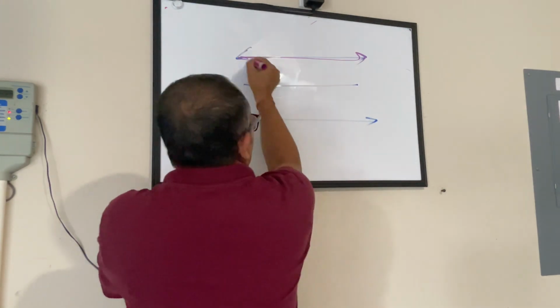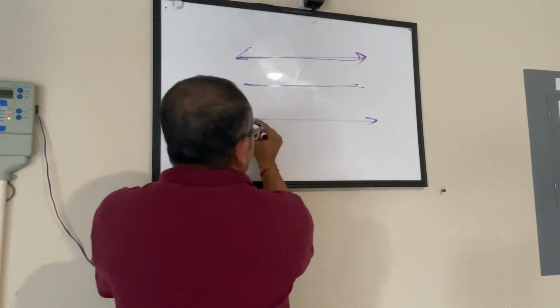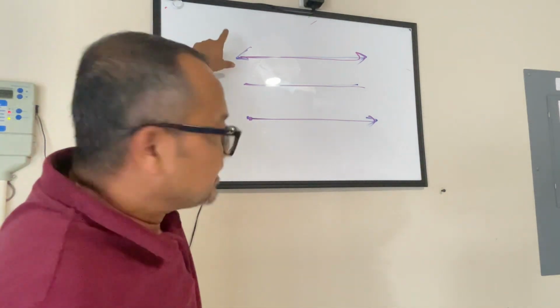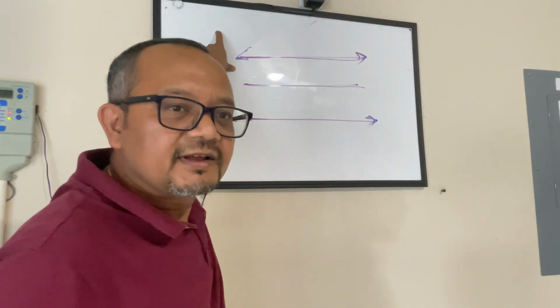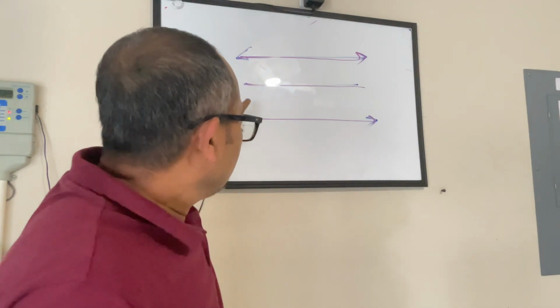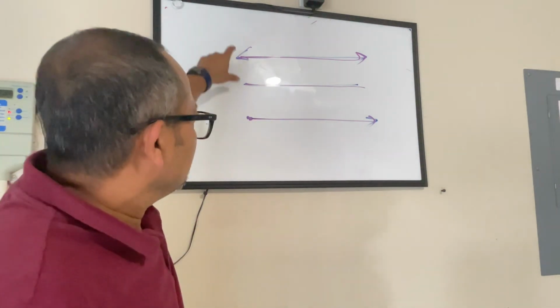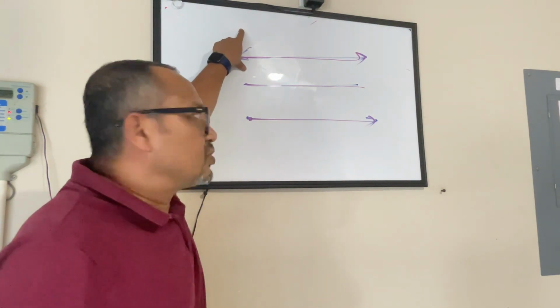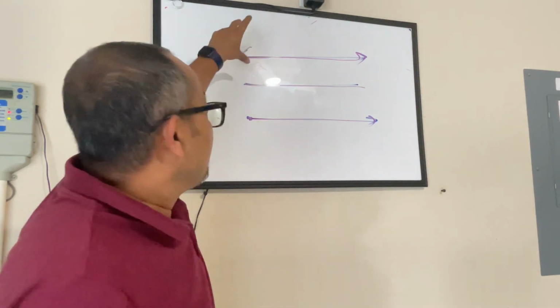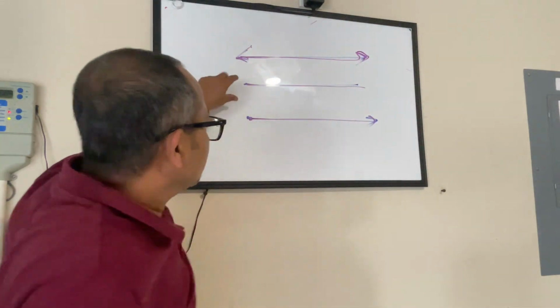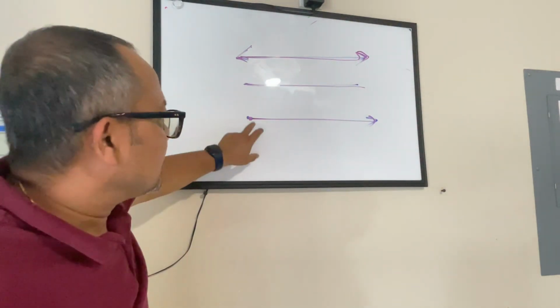This one, and this one. For the kids on the camera, yep. Line segment. And? Ray. So, everybody who could see or could not see, first one is a line where you have arrows on both the ends. Second one is a line segment, and third one is a ray.